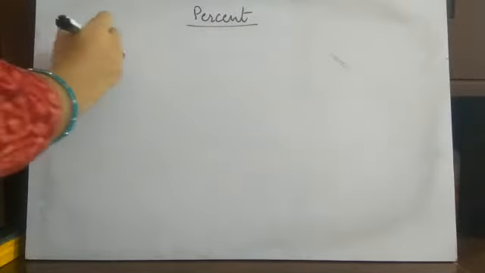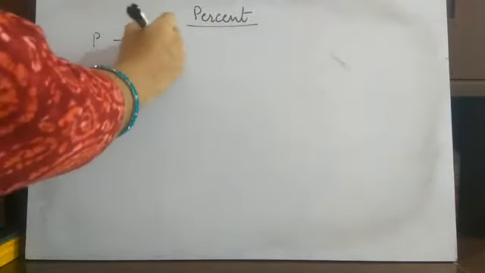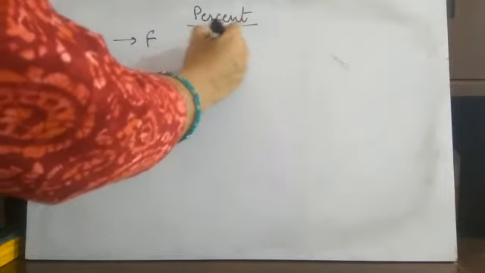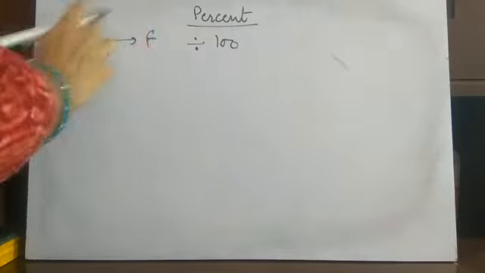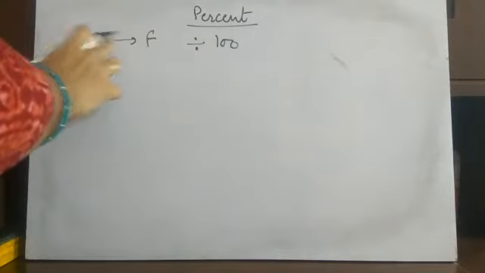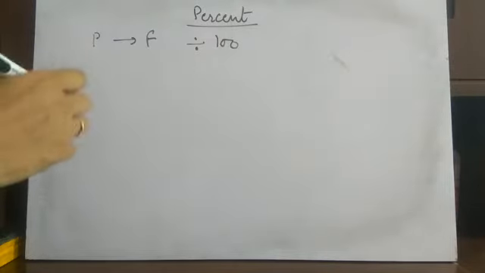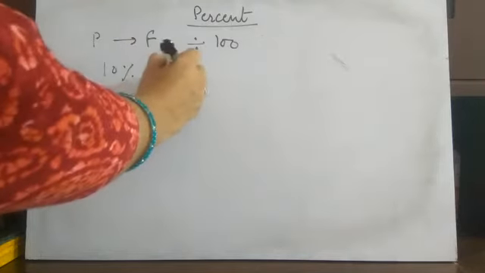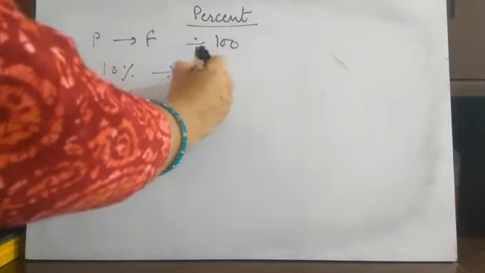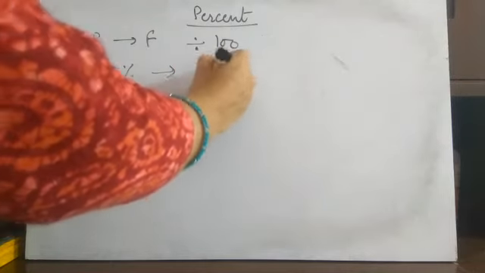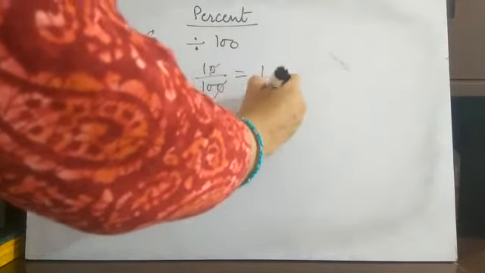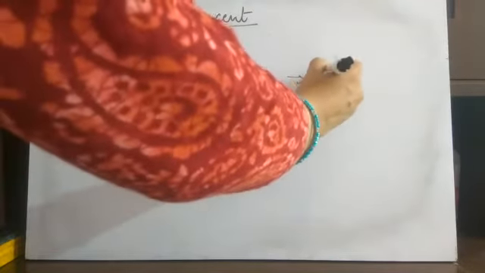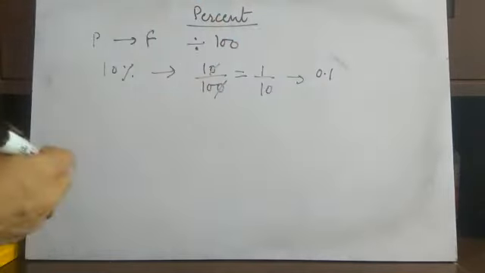Now converting percent into fraction is the opposite of it. What do we do? We divide the number by 100. As fraction into percent we were multiplying by 100, now percent into fraction we divide by 100. Let us take the example. Suppose 10%. So 10% has to be converted. We divide by 100. That will give you 1 by 10. And if you have to convert into decimal, that will give you 0.1.